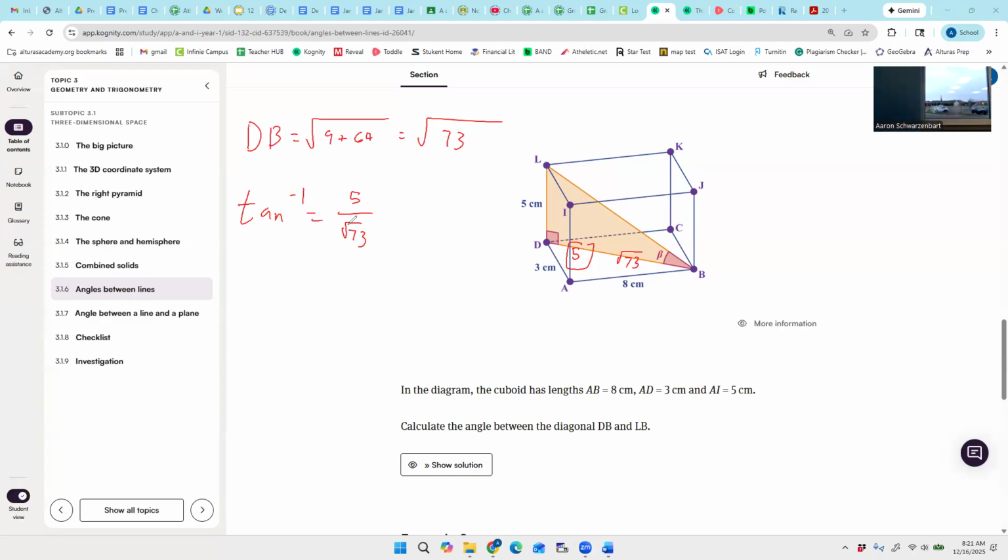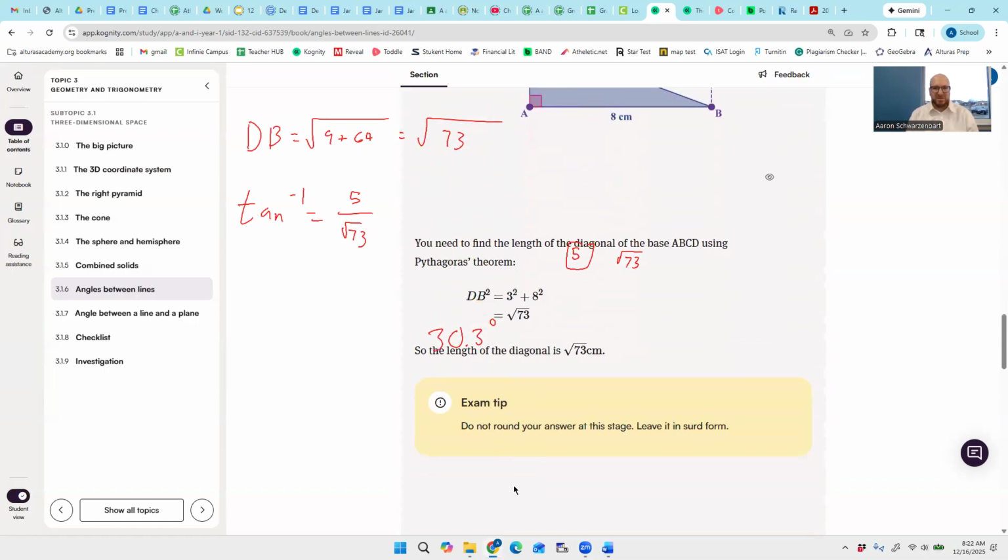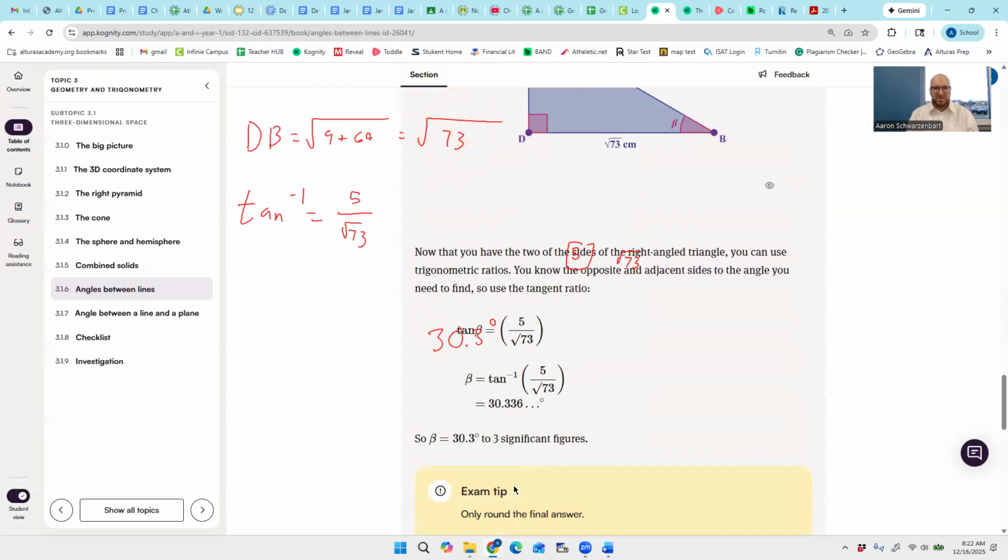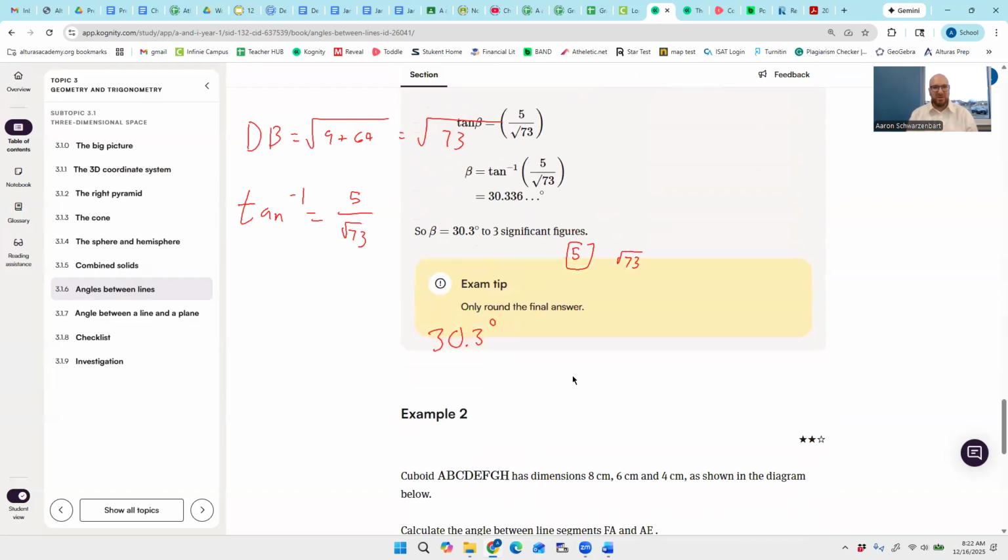It doesn't specify, so that probably means 3 sig figs. And I think they would probably go degrees. It does not specify whether degrees or radians, so yeah, 30.3.